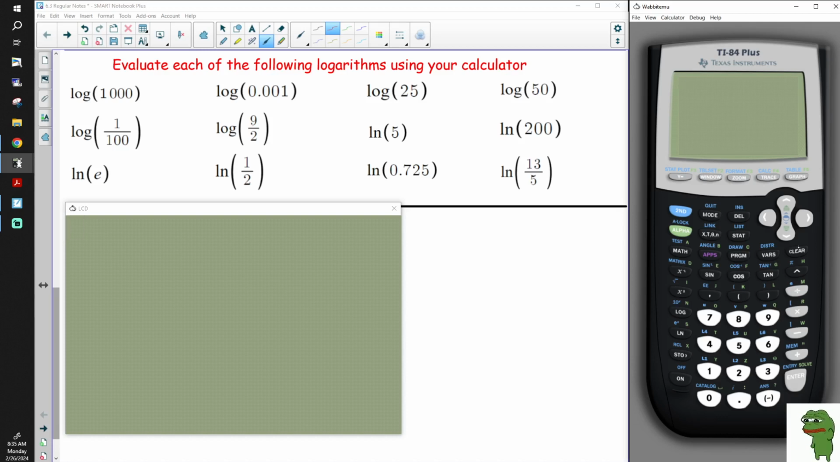You don't need to leave a lot of room because we're just going to put them in the calculator. Log 1,000, log 0.001, log of 25, log of 50, log of 1 over 100, log of 9 halves, ln of 5, ln of 200, ln of e, ln of 1 half, ln of 0.75, and ln of 13 fifths.